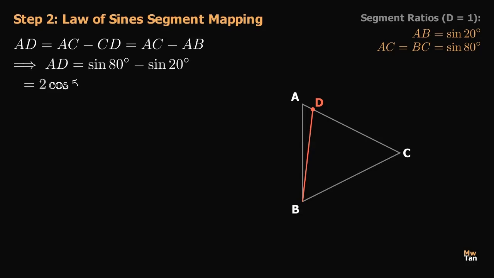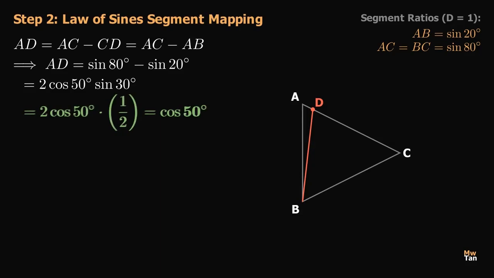And here's the gift I promised. Sine 80 minus sine 20 collapses, exactly, to cosine 50. No decimals, no rounding. A clean closed form just fell out of a subtraction. That's always a sign you're on the right road.